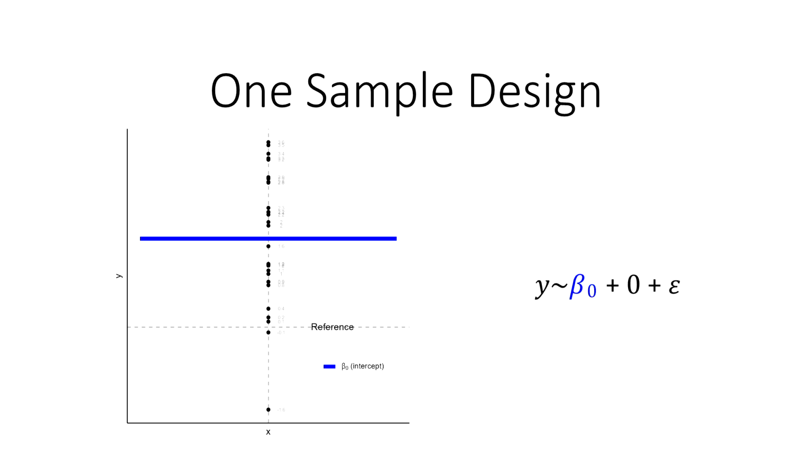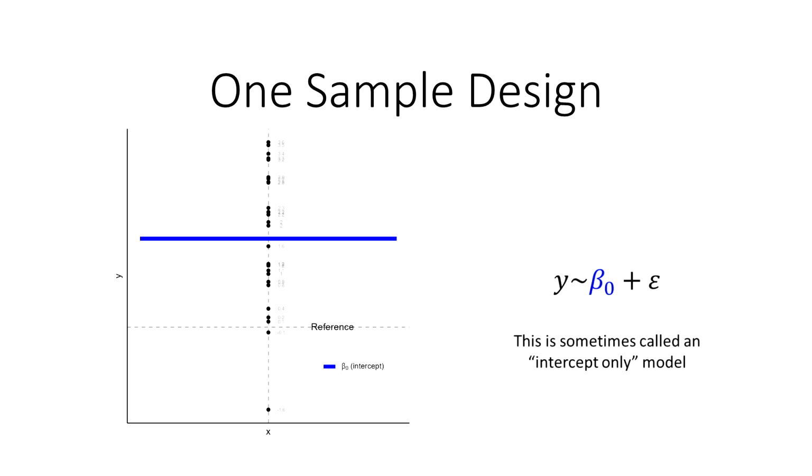And we can even get rid of the 0 because it's pretty redundant. Now it becomes what is sometimes called an intercept-only model, where essentially y is predicted from some intercept plus error. And this is essentially equivalent to saying that we can predict y from the mean value of y plus some error, which is basically the standard deviation of this distribution of data.